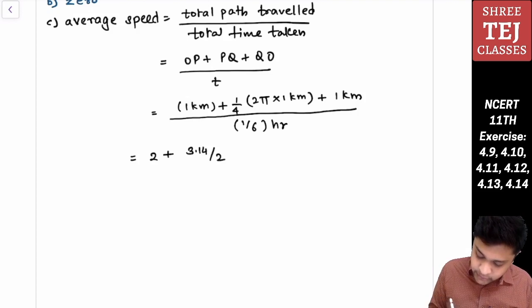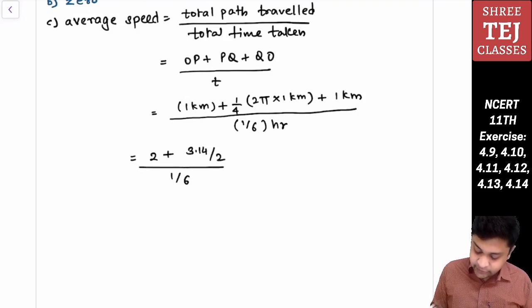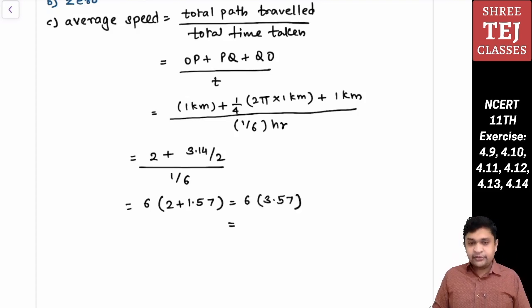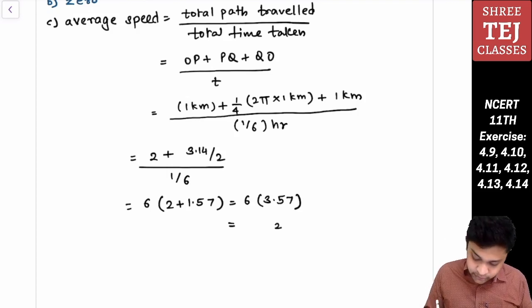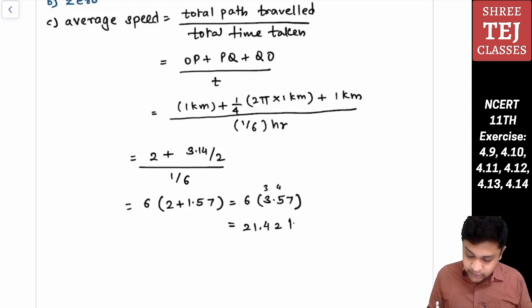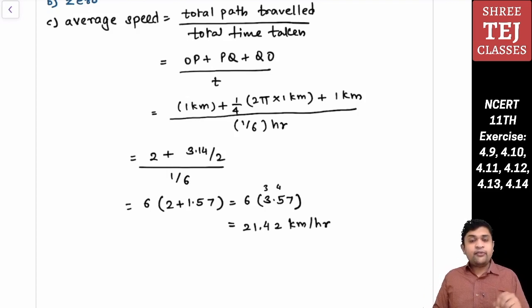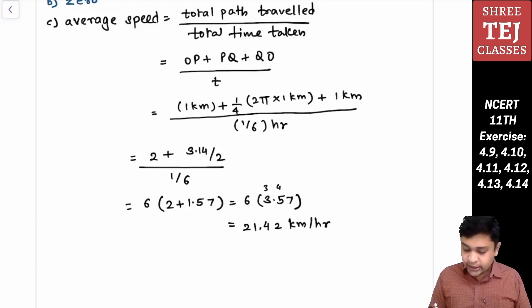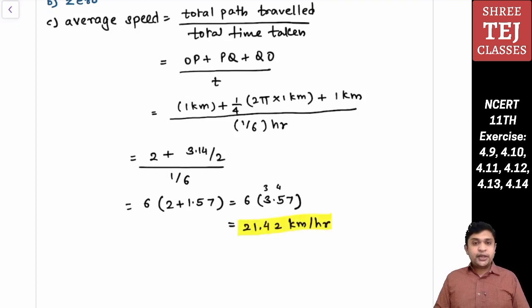So we get 2 plus 3.14 upon 2, divided by 1 by 6. Therefore we get 6 multiplied by 2 plus 1.57, which is 6 multiplied by 3.57. So upon simplifying, 6 sevens are 42, 4, 6 fives are 30 plus 4, 34, 6 threes are 18 plus 3, 21 kilometer per hour. Therefore, average speed of the cyclist is 21.42 kilometer per hour.